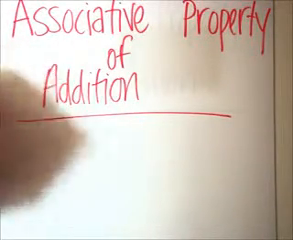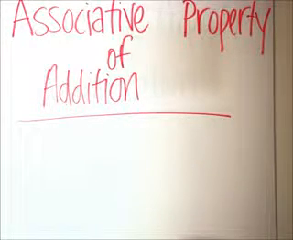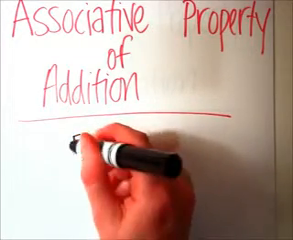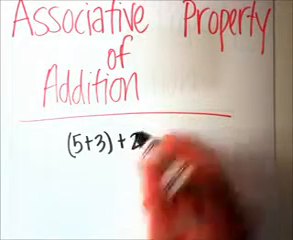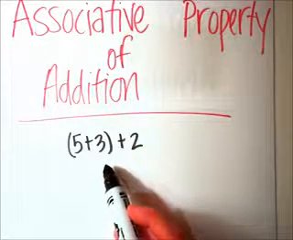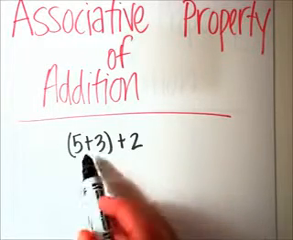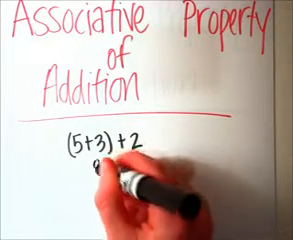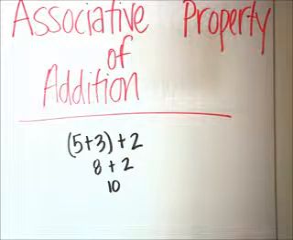The associative property of addition. The associative properties tell us that it doesn't matter which two numbers you add together first when you're talking strictly about addition. So for example, if I had the problem (5 + 3) + 2. Notice that the 5 plus 3 is in parentheses, which is saying we need to add the 5 and 3 first. Well, 5 plus 3 we know is 8, and then 8 plus 2 gives us 10.